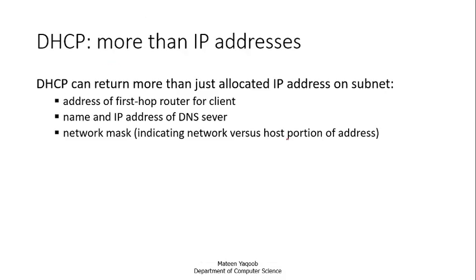So DHCP can return more than just the allocated IP address. Firstly, it will determine the IP address of a DNS server, and the network mask can be given here in order to indicate which part of the address is the network and which part is the host.